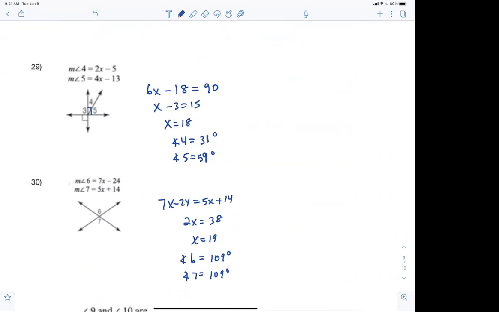Why is X 18? Figure it out. I'm trying to show you on that. You can just divide by 6 to make it easier. Right. Anybody else?